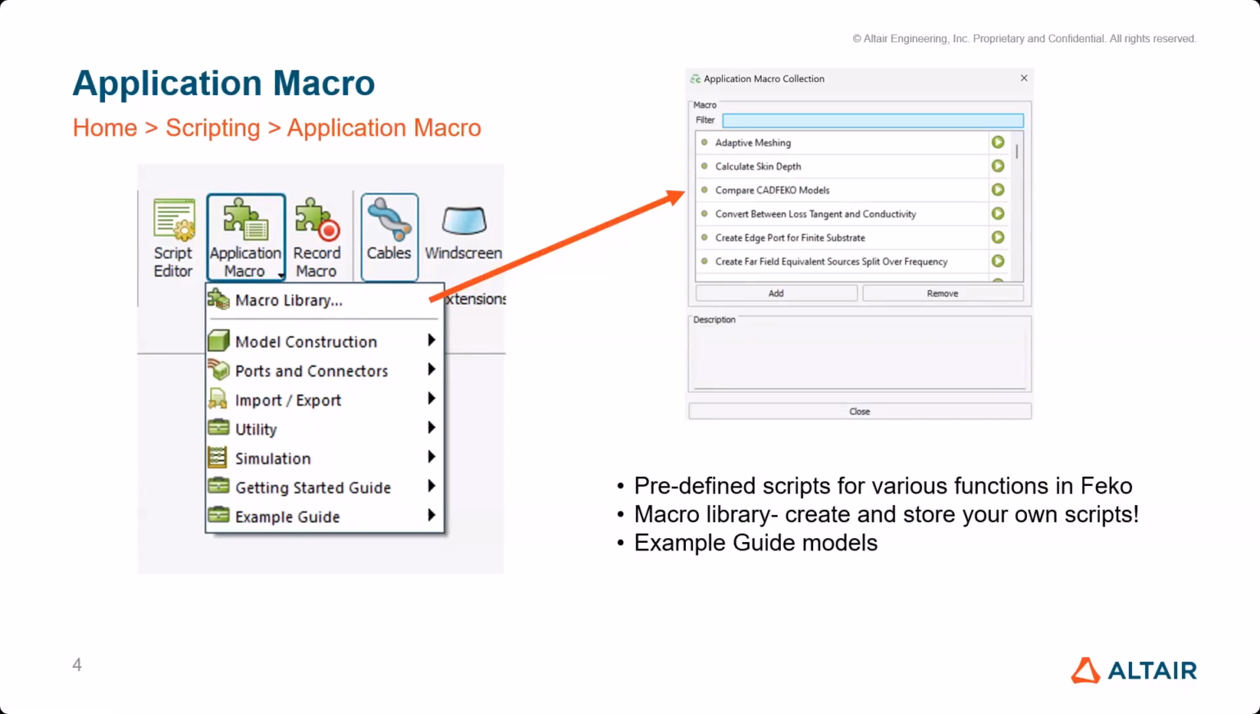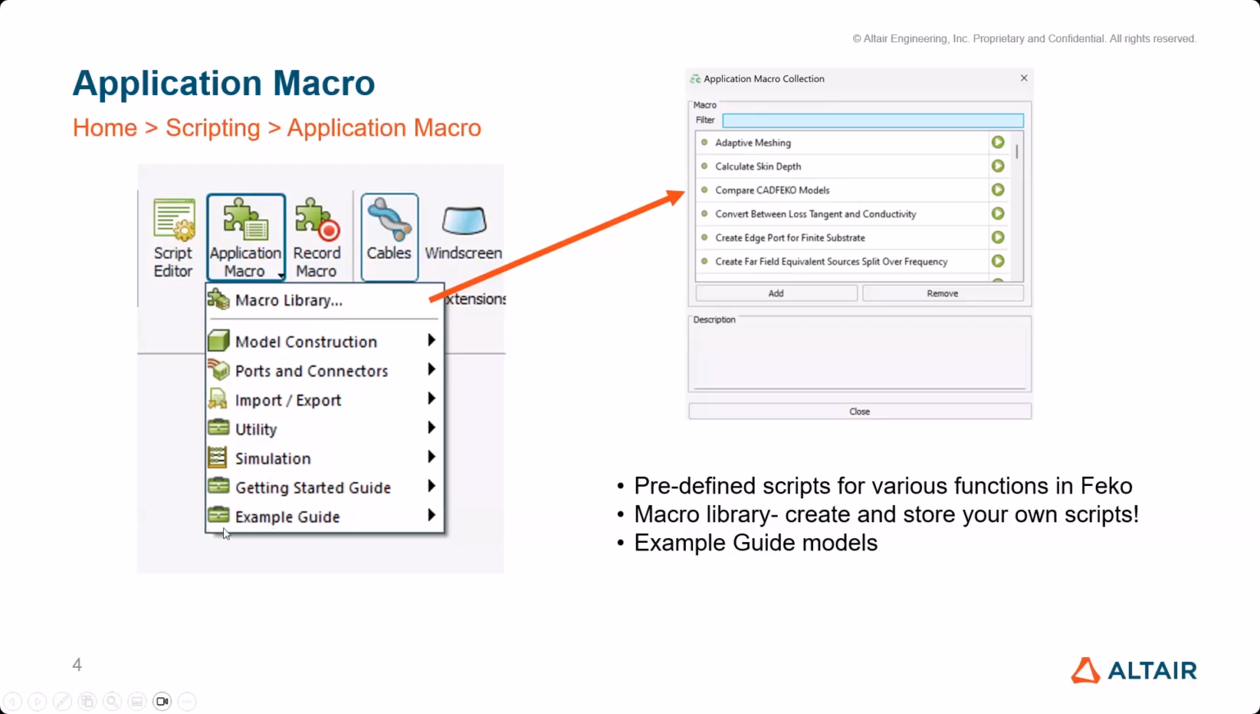So let's say if you have to perform a certain task that is repetitive in nature, and you wanted to automate that, you can write a script for it, and you can also save it in the application macro library. So that way you can easily access it whenever needed. There are a couple of different types of predefined scripts that are offered in the macro library. We'll have a look at those in a bit.